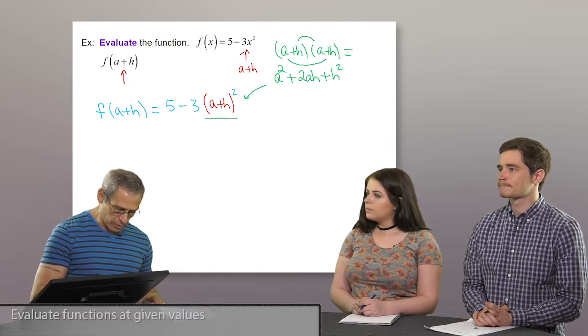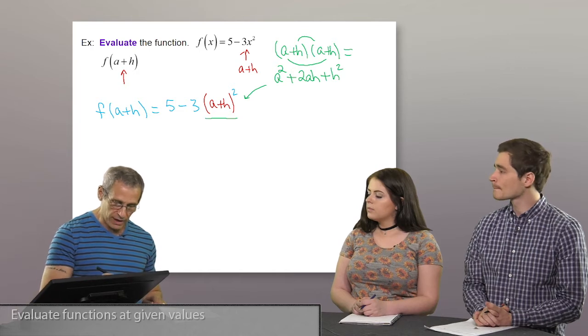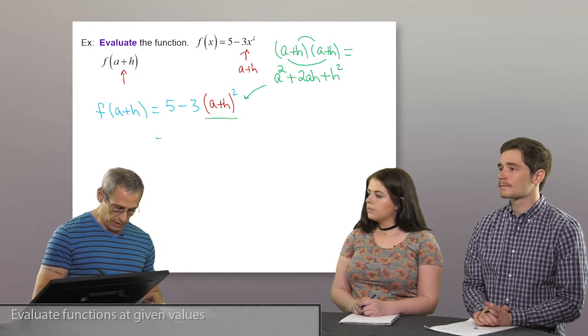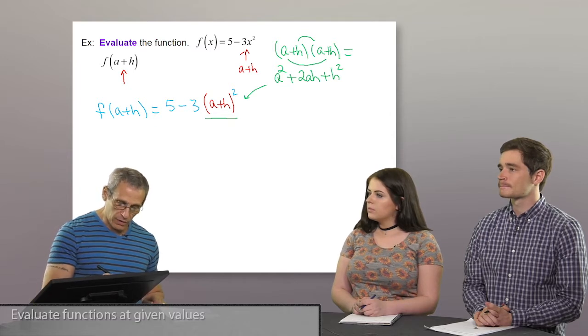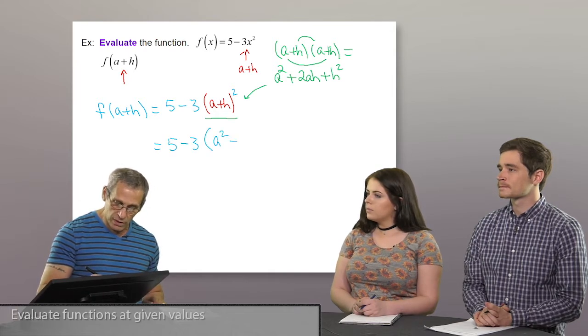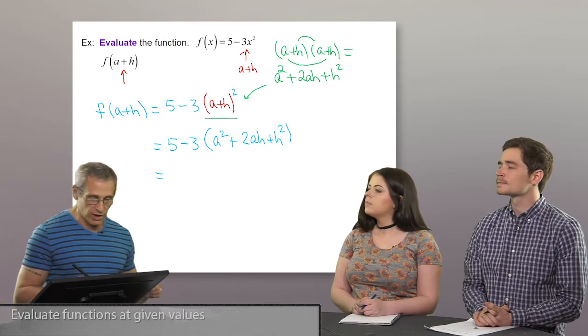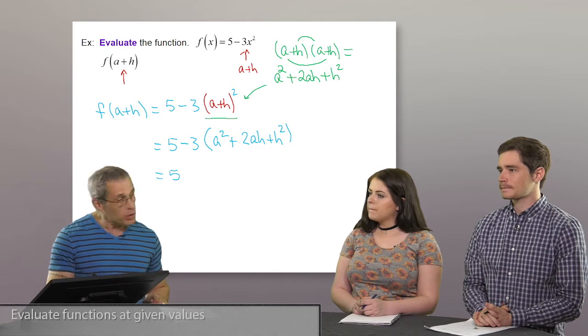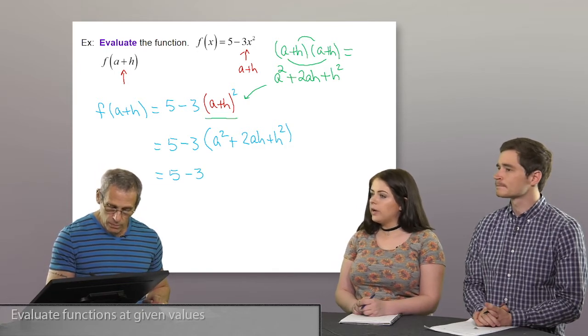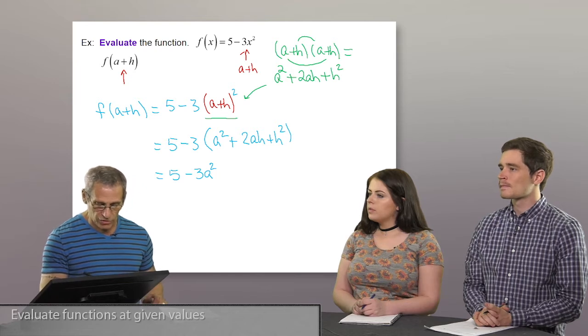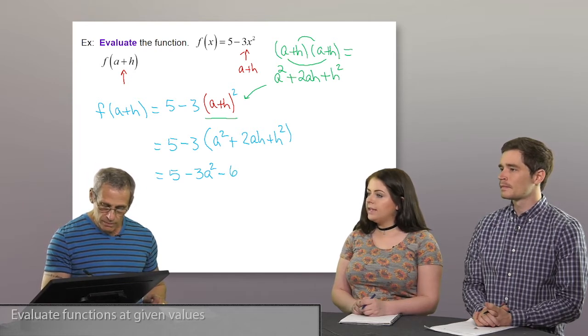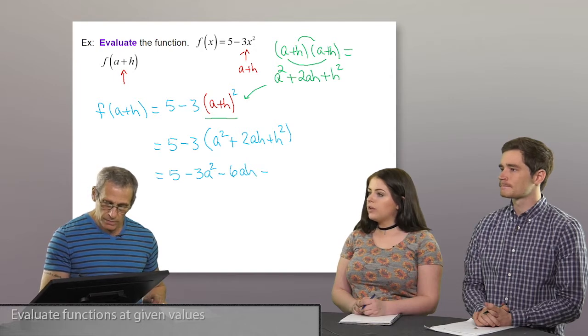I'm just evaluating, that's all I'm doing. So this is equal to 5 minus 3 times a squared plus 2ah plus h squared. So now let's distribute the negative 3. That would be next for order of operations. If I do that, I would have 5 minus 3a squared. Good. And distributing the negative 3 to the next two terms, minus 6ah, very good, minus 3h squared.